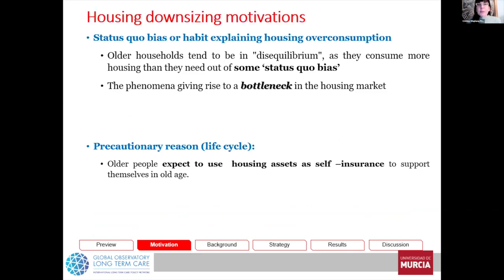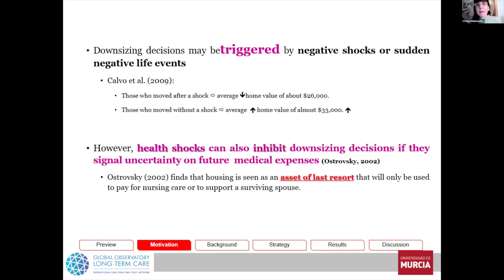With respect to motivations, a priori, we could think that older households tend to be in disequilibrium because they consume more housing than they really need at that moment of their lives. And this phenomenon may give rise to a bottleneck in the housing market. Other people may think that they are going to preserve these housing assets as a self-insurance to support themselves in case they need it. And in fact, some papers point to this theory.